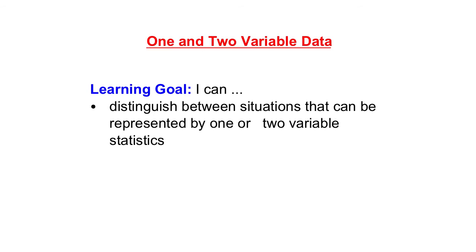So this next lesson in our data management topic is on 1 and 2 variable data. So a variable is just a piece of information that you're measuring. We're going to talk about 1 or 2 of those, and you have to distinguish between situations that can be represented by 1 variable or 2 variable statistics. So we'll talk about what that means and how to do it.